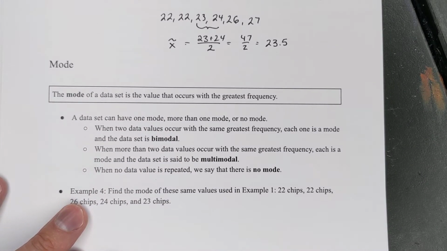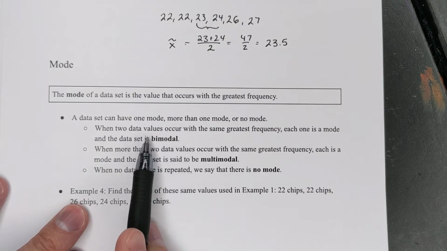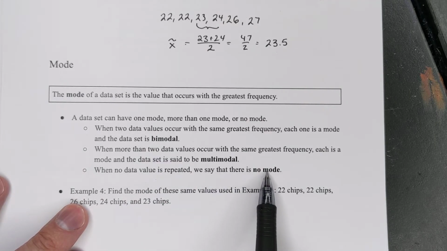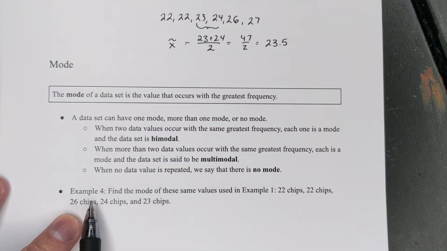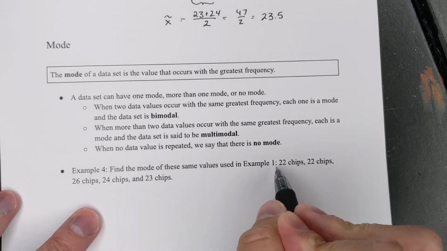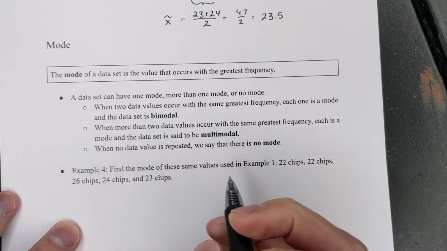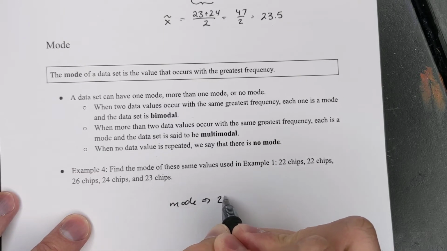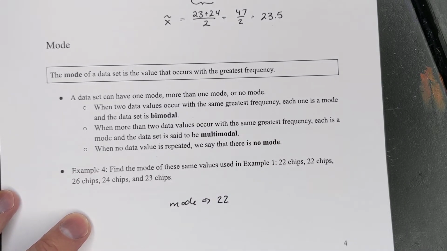This is the one that occurs the most frequently, the most common value. So you have a couple definitions here. Bimodal refers to the fact that there are 2 different modes. Multimodal is more than 2, and then it is entirely possible that there is no mode, meaning each number only appears once. So example 4, find the mode of these values. So if you look at 22, 22, 26, 24, 23, the mode is 22. It's the only number that appears more than once.